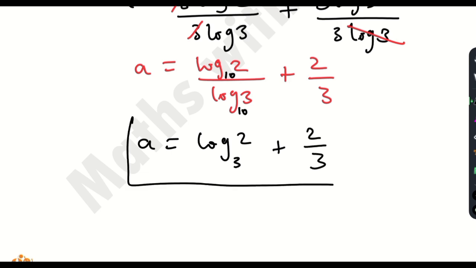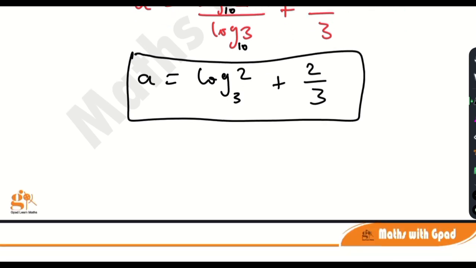So this right here is the solution to the exponential equation: a is equal to log 2 base 3 plus 2 over 3. Now we need to test whether this answer is right or wrong. We're going to plug it back into the equation and see whether it will give us 72 on the right-hand side. So I'm going to rewrite the equation again, which is 3 raised to power a times 3 raised to power a times 3 raised to power a is equal to 72.